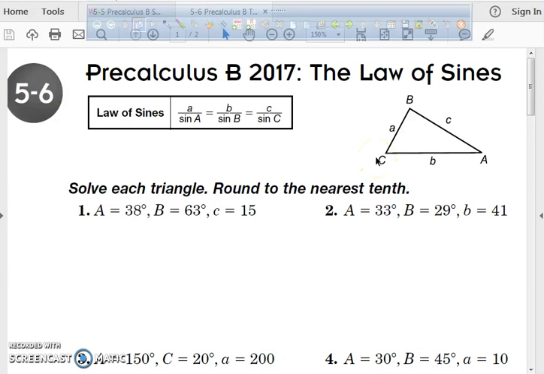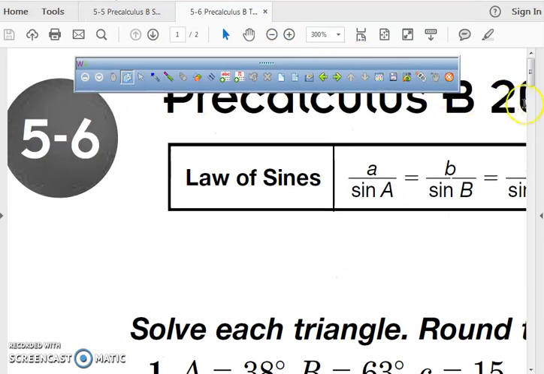Today we're going to be talking about the law of sines. Okay, chapter 5, section 6. Hopefully you have this right here, the law of sines, in your journal. And we're going to go ahead and zoom in on problem number 1.